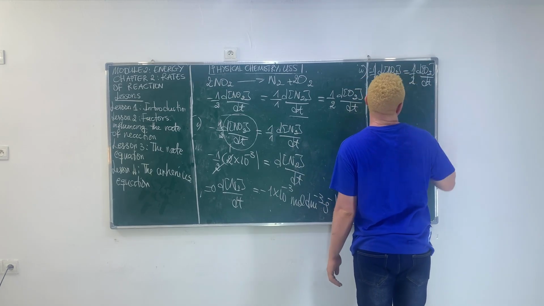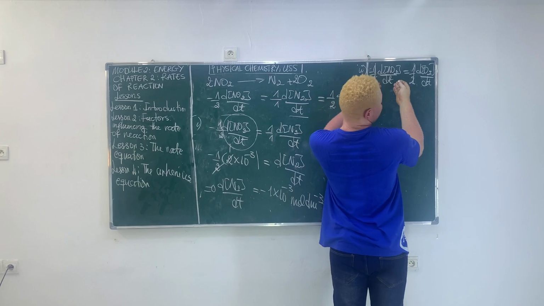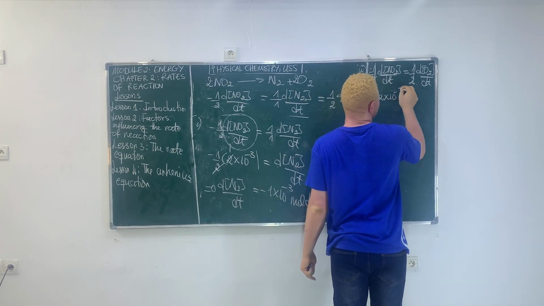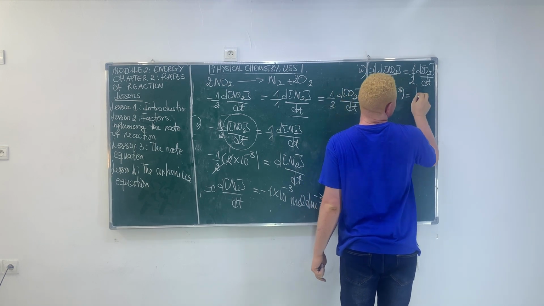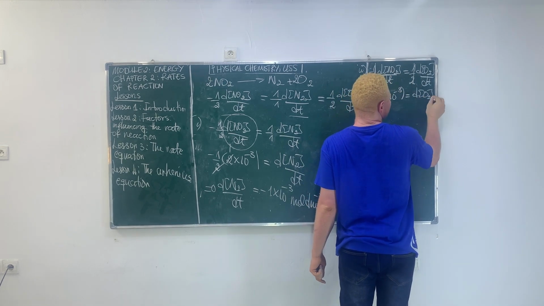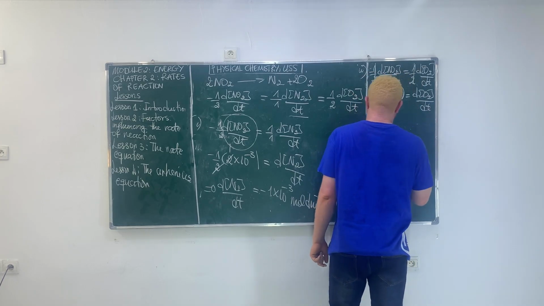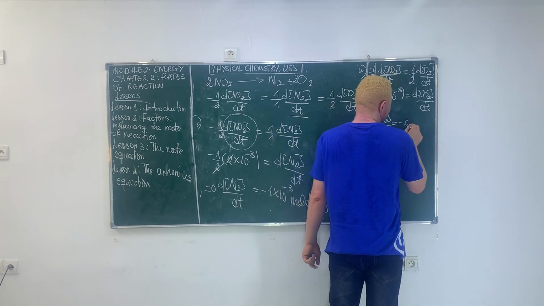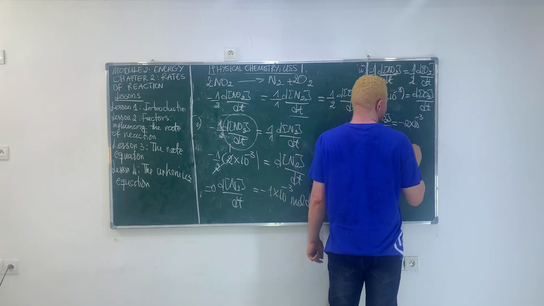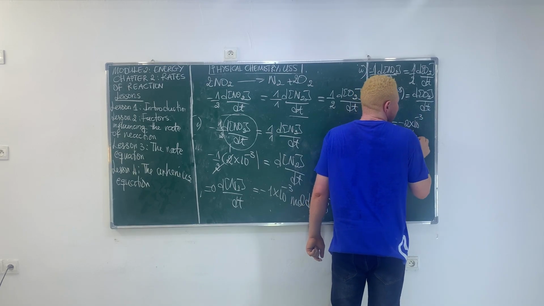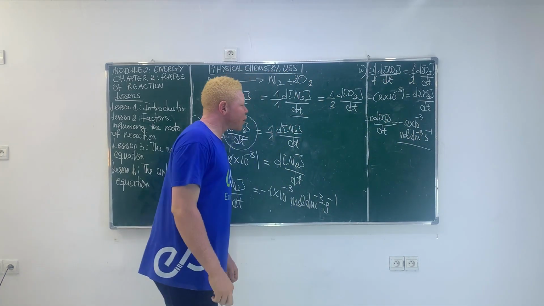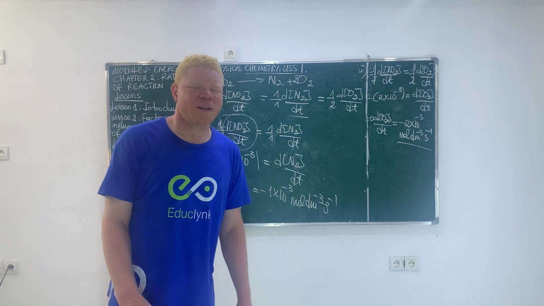Half cancels this. But this guy will be giving, so it's minus 2 times 10 to the minus 3 equals dO2/dt. So dO2/dt equals negative 2 times 10 to the minus 3 mole per dm cube per second.